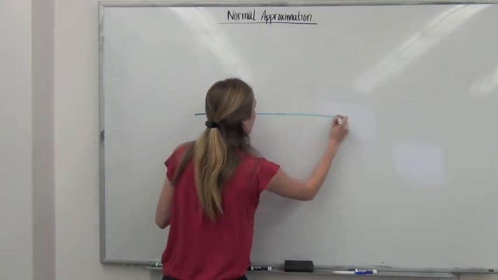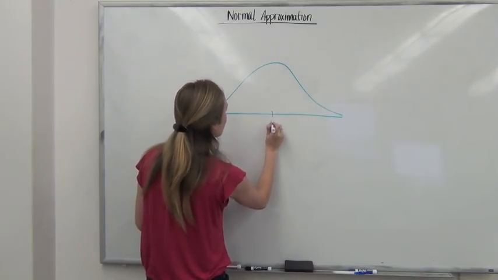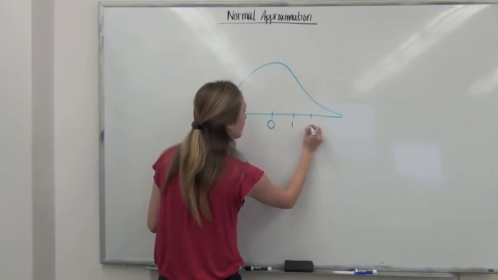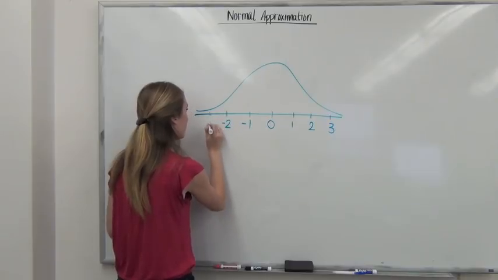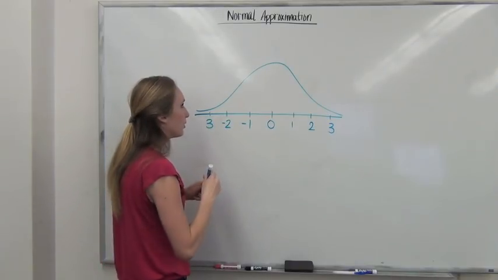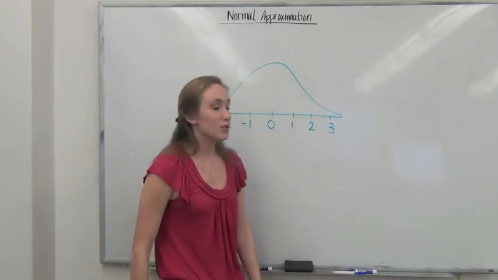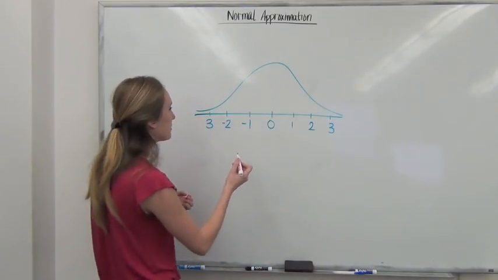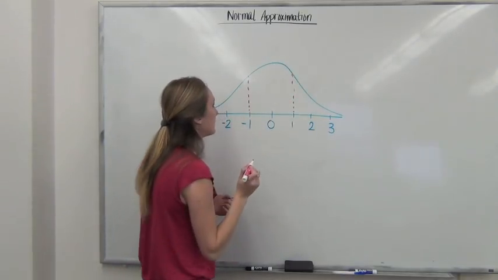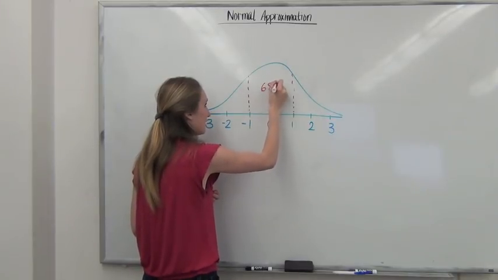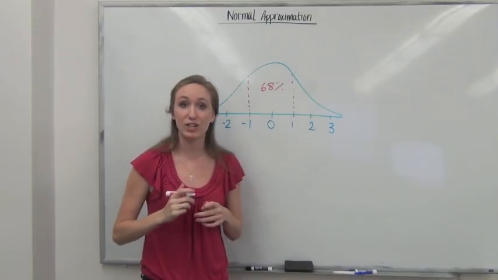So if we have our normal curve, here's our normal curve. We've got 0, a z-score of 1, z-score of 2, z-score of 3, -1, -2, -3. So the most common ones we see are the 1, 2, 3 rule. If we were curious to see what percentage of the data falls between 2 points, we see that 68% of the data falls within 1 standard deviation of average in either direction.